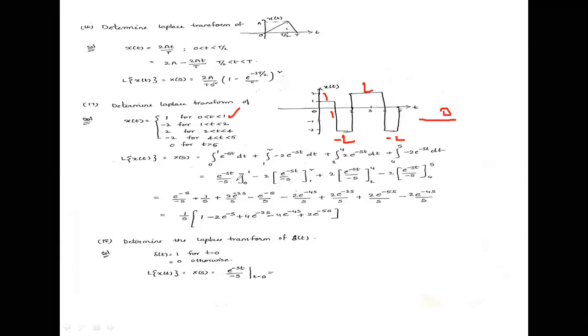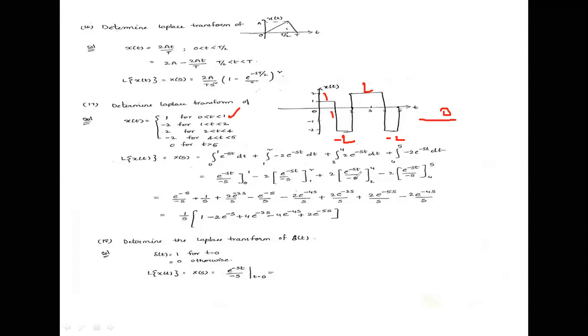Apply the integrals. The integral of e power minus st is e power minus st by minus s, with limits 0 to 1, 1 to 2, 2 to 4, 4 to 5. For the first term, e power minus s by minus s, and apply the lower limit: e power 0 is 1, plus 1 by s. For the second one, upper limit is 2 into e power minus 2s by s, because minus into minus is a plus. And for the lower limit, the minus term is there, e power minus s by s.